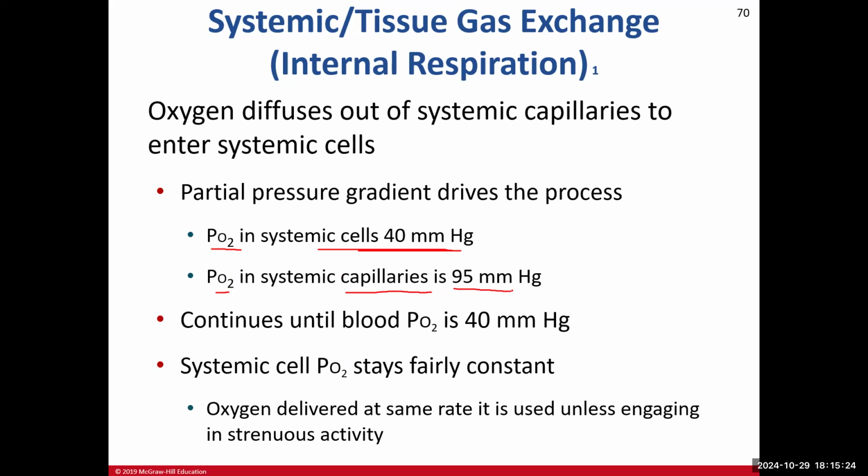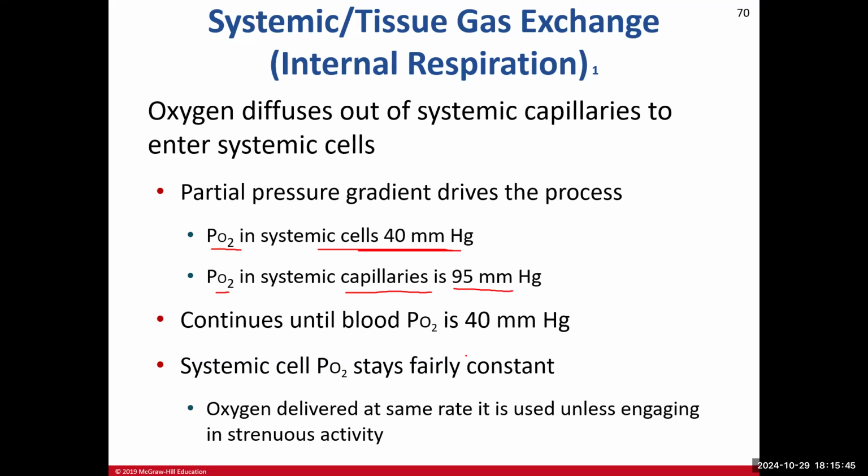Because you have the high pressure of oxygen in your systemic circulation, and then you have a lower pressure in the cells. So 95 millimeters of mercury in your blood, 40 in the cells. That's good, right? That's what we want. We're going to facilitate that diffusion of oxygen. All right, pretty simple concept. So I know you're all going to do well on that.